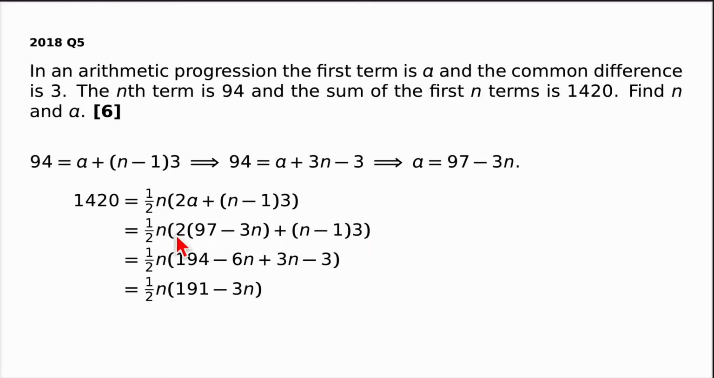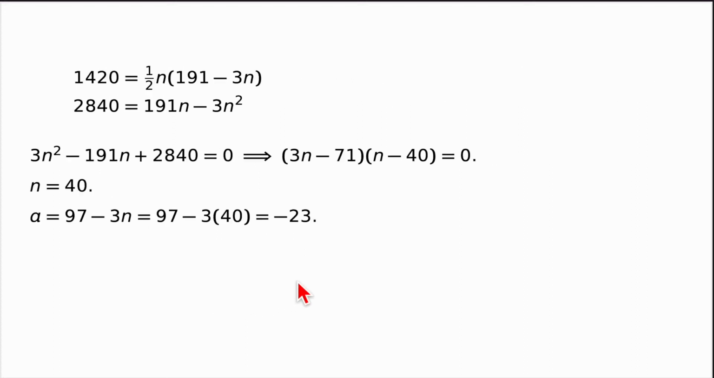So expanding this out, 2 times 97 gives you 194. 2 times minus 3n gives you minus 6n, n times 3 is 3n, and minus 1 times 3 is minus 3. And all this inside these brackets can be simplified, so 194 minus 3 gives you 191, and minus 6n and 3n gives you minus 3n. Okay, let's continue this on the next page.